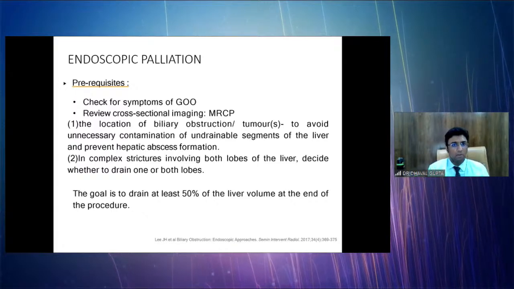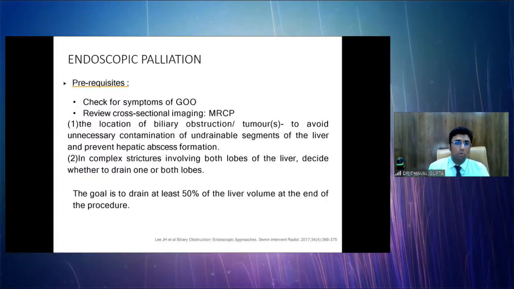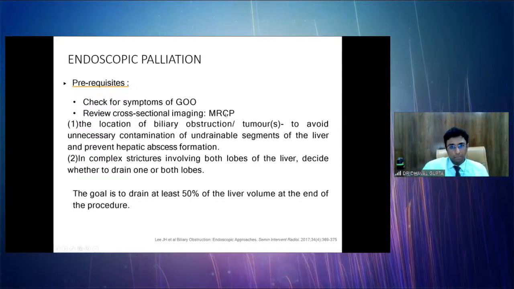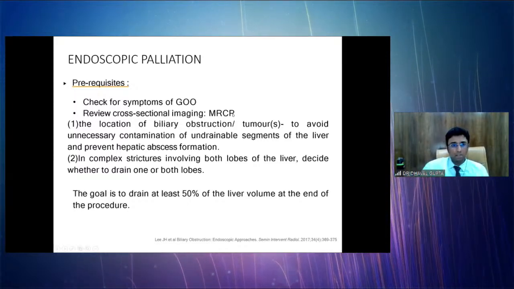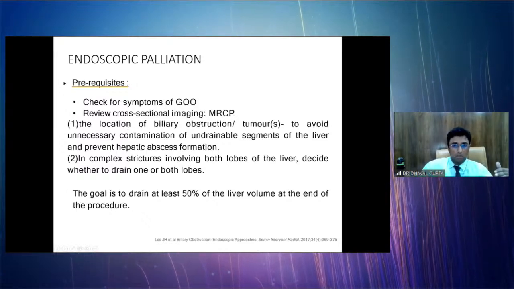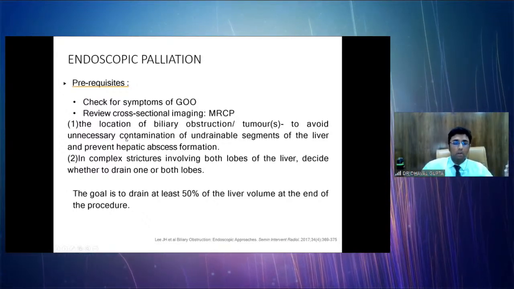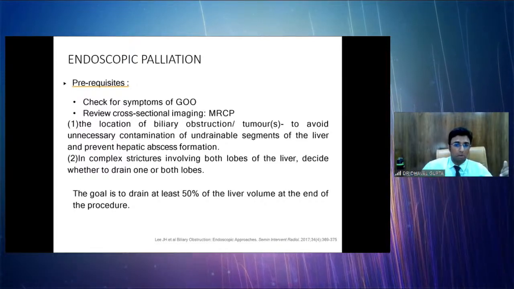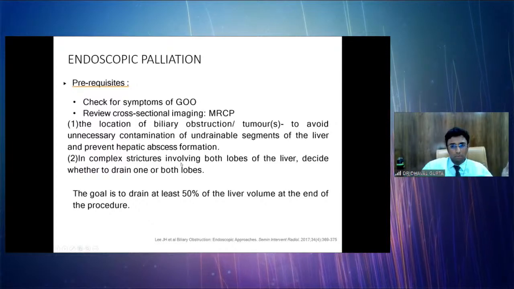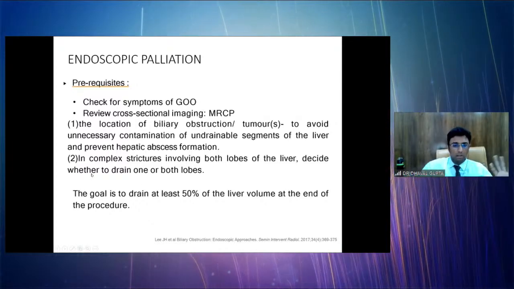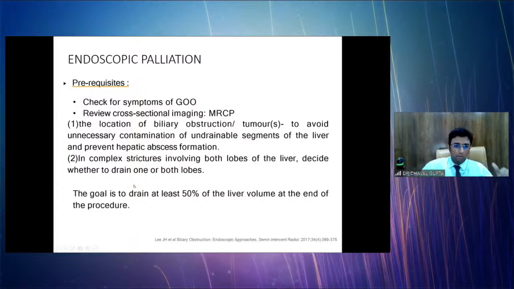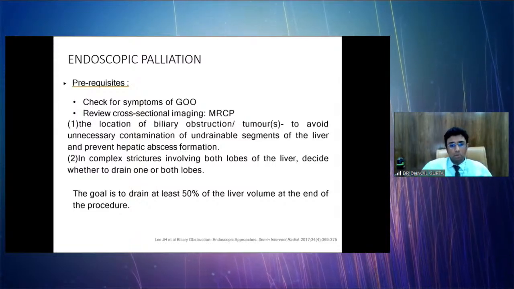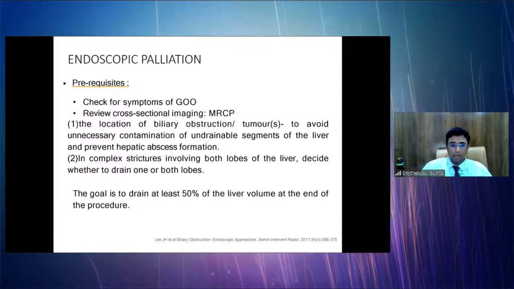Now, prerequisites for the endoscopic palliation: we have to look for the symptoms of gastric outlet obstruction, and we need to have the roadmap before doing any procedure, like the MRCP, to know the exact location of the biliary obstruction or tumors, to avoid unnecessary contamination of the undrainable segments of the liver and prevent hepatic abscess formation. In complex strictures involving both lobes of the liver, decide whether to drain one lobe or both lobes. This is particularly for the higher area, but the goal of the drain is to drain at least 50% of the liver volume at the end of the procedure.